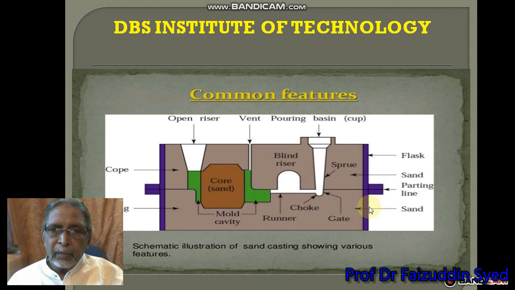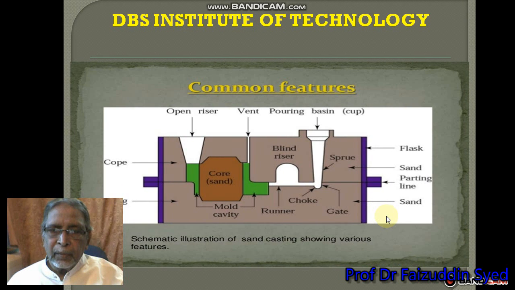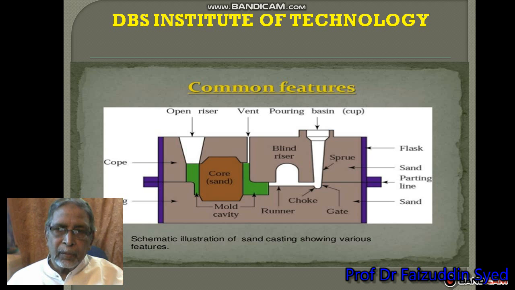Then you can see on the top a curved basin from where the metal is poured, and there is one gate. This is the gate to run the material through to the mold cavity. See, immediately after the gate there is a choke.